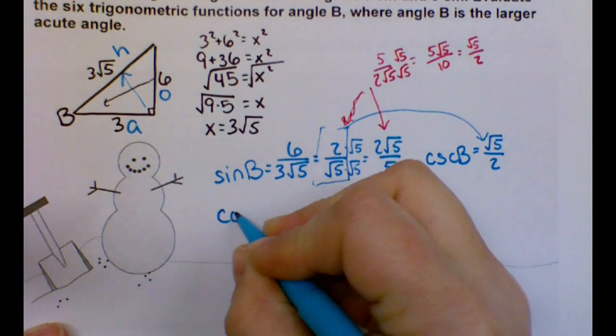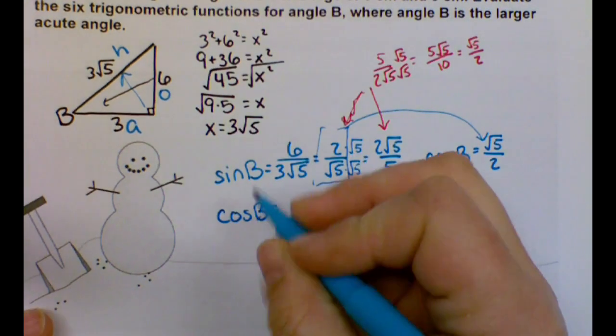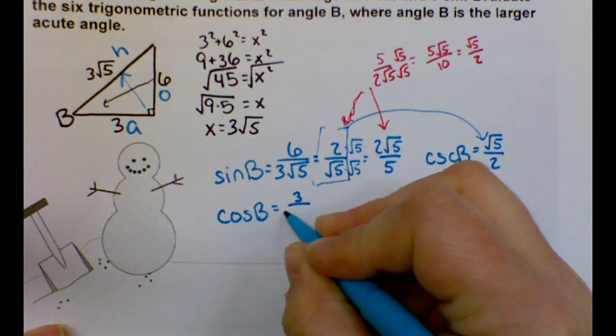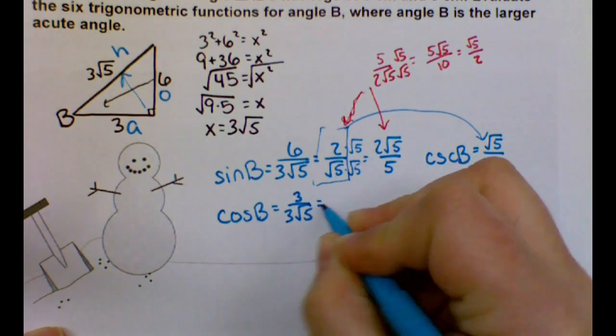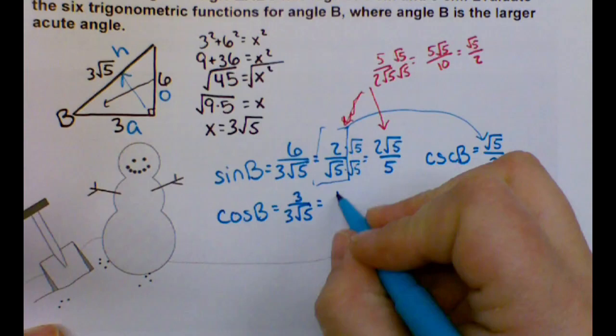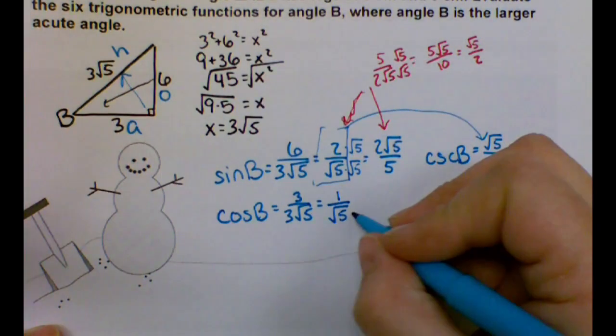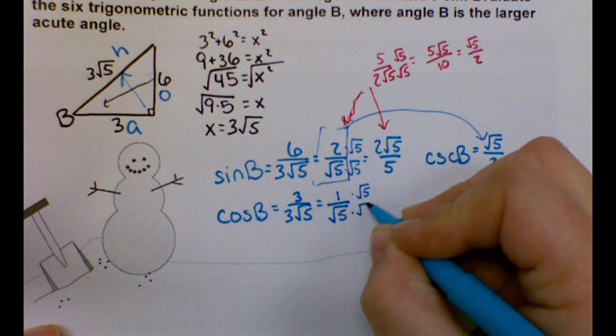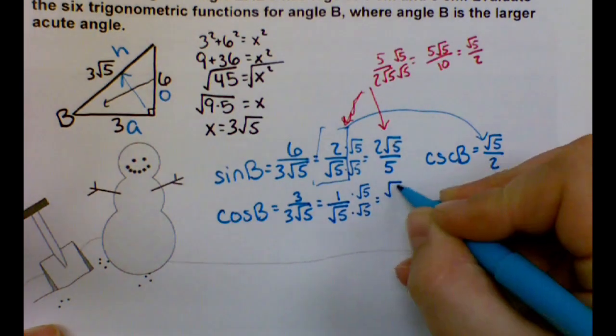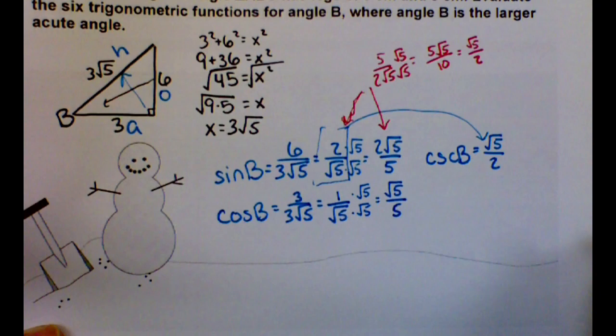Now for the cosine of angle B. Cosine's adjacent over hypotenuse, so 3 over 3 square root 5. My 3's cancel, leaving me 1 over 1 square root 5. Now I rationalize my denominator. So we get the square root of 5 over 5.